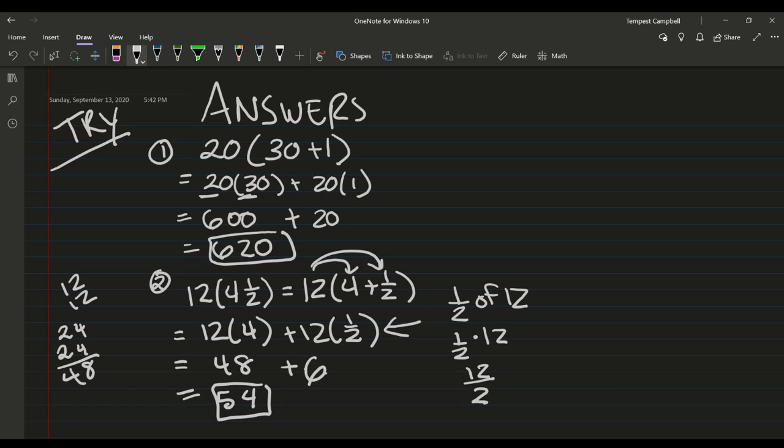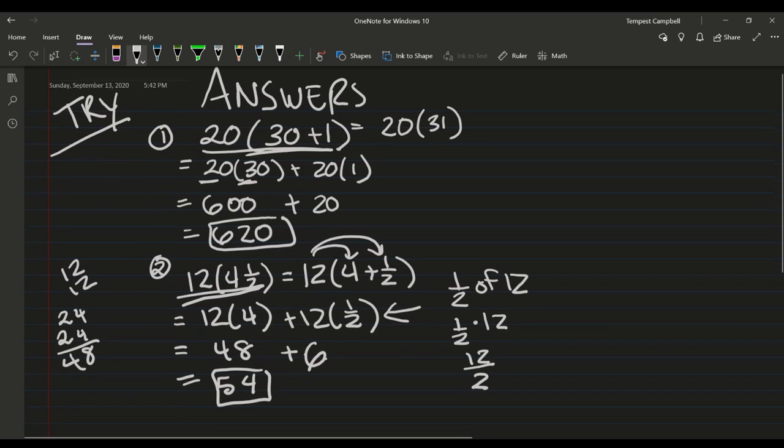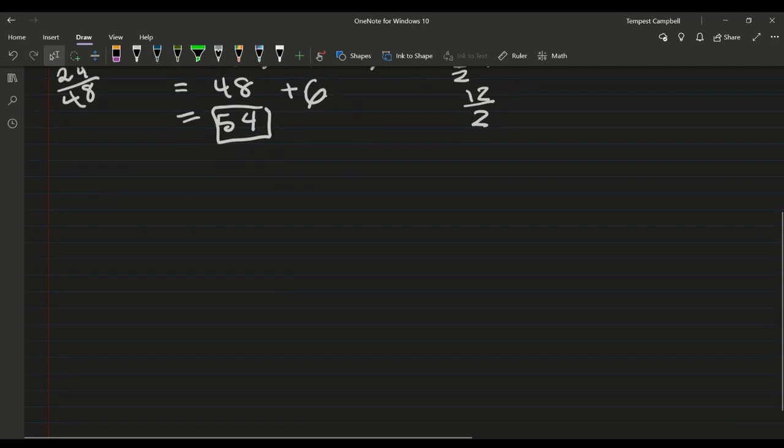Okay. So these two are ways to work with problems that you may not be able to answer on your own without a calculator, but you totally can if you know the distributive property. So that's what's really cool about the distributive property. We can do something like that.